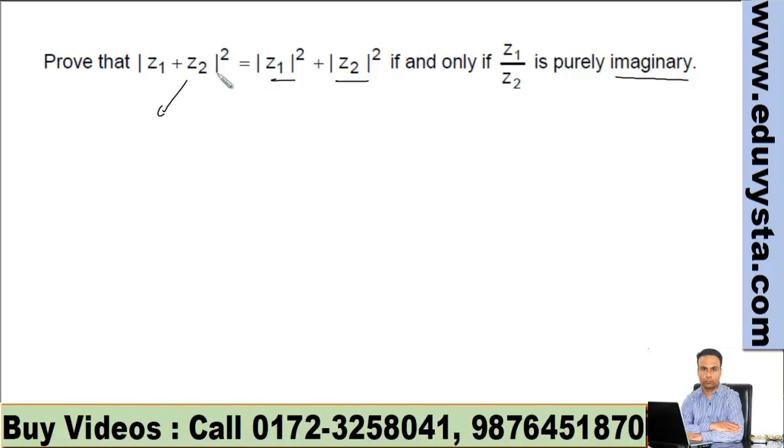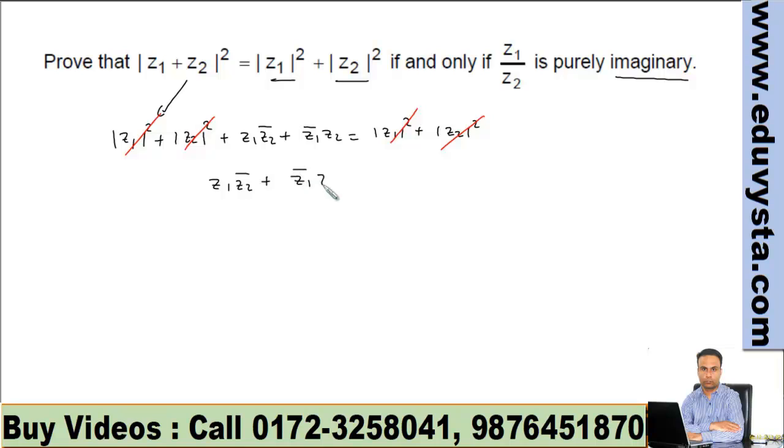Okay, you first expand (z1 + z2)². In fact, we have the result |z1|² + |z2|² + z1 z2 conjugate + z1 conjugate z2 = |z1|² + |z2|². Now this gets cancelled out from both sides. So we have z1 z2 conjugate + z1 conjugate z2 = 0.